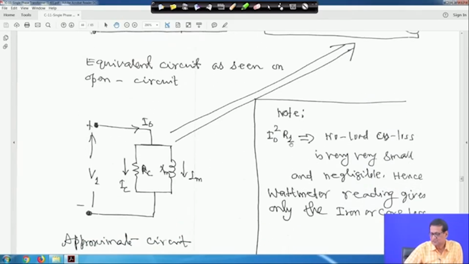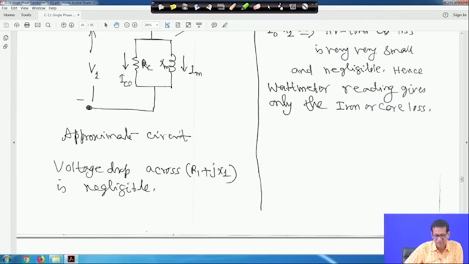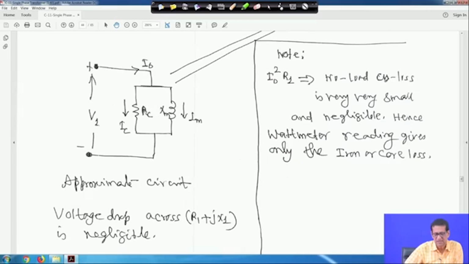So, that is I0 square R1, the no load copper loss, which is very small and negligible, and here the wattmeter reading gives only the iron or core loss. So that is for the open circuit test. The voltage drop across R1 plus jX1 is negligible because I0 is very small. So, this is your approximate circuit.